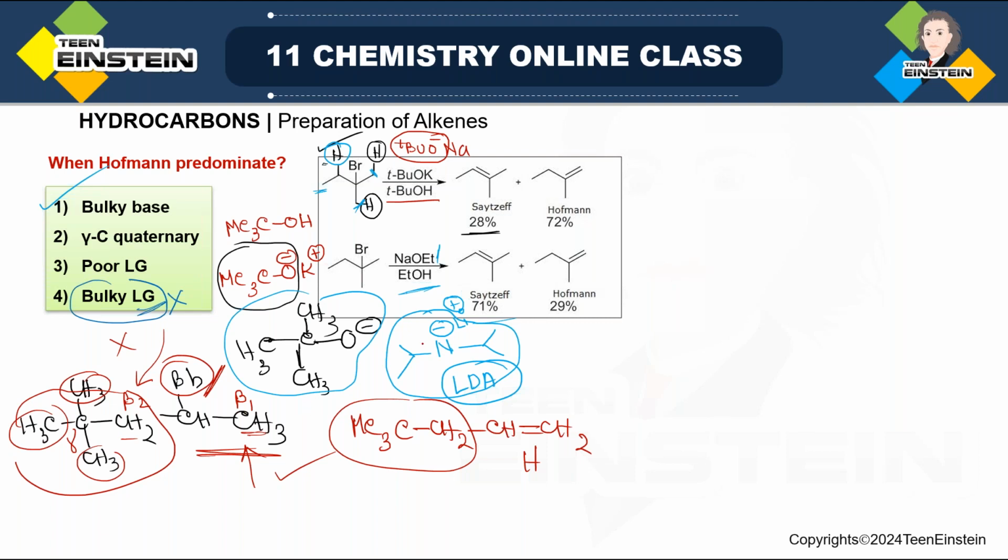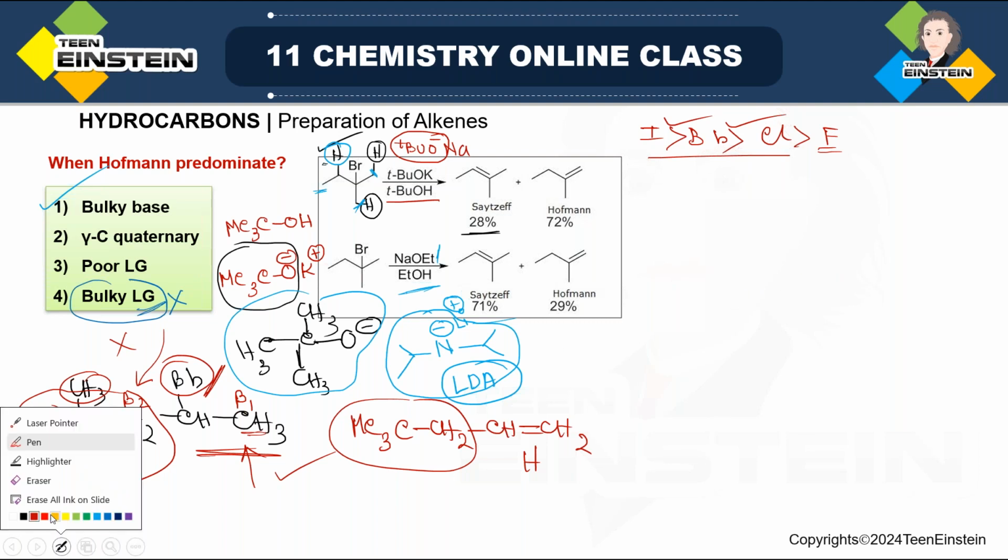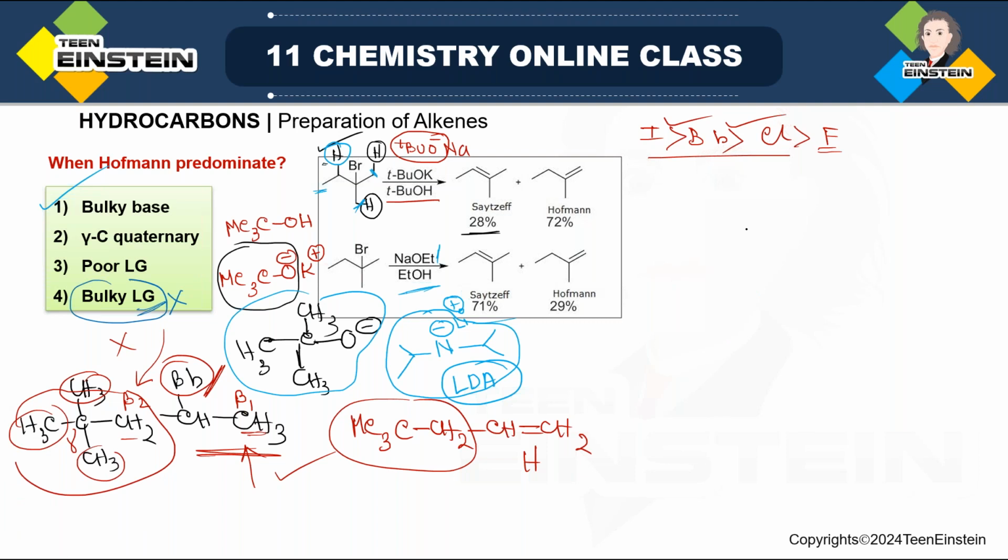Now, poor leaving group means what? We have already seen that I, Br and Cl, though the rate order is like this, in these three cases we see elimination. But fluorine is a very poor leaving group. So that is why examples with fluorine are not so common. So when you have fluorine in the compound, then you can get the Hofmann product. Now, what is the reason behind it? To understand that, you have to take some fluorine substituted alkyl halide. So this is a fluorine substituted alkyl halide. Okay.